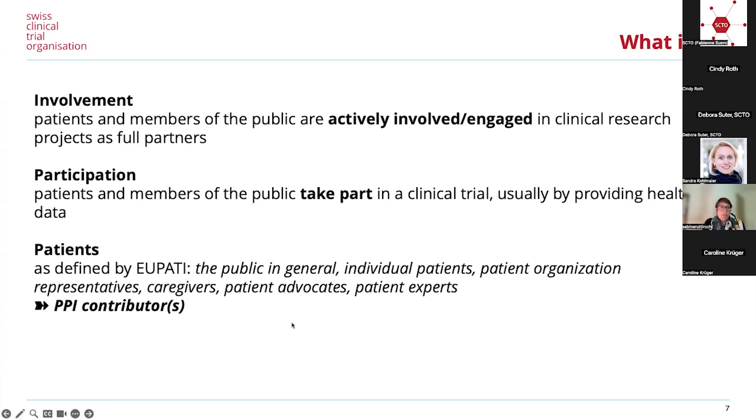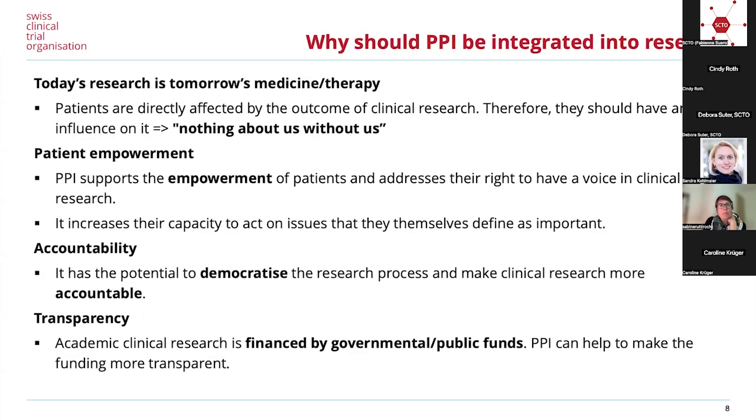So what is the definition of a patient here in PPI? It is defined by EUPATI, the European Patient Academy, and is actually very broad. It can be the public in general, individual patients, patient organization representatives, caregivers, patient advocates, and or patient experts. I will call them here patient contributors. I will try to stick to this while I'm presenting for the minutes that are coming.